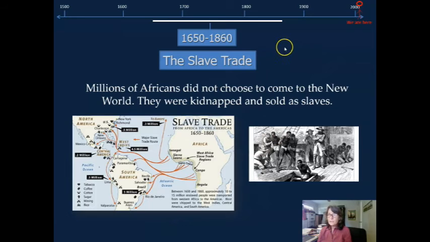So the first were the Africans. For a good 200 years, really it started earlier than that, early 1600s, there was the slave trade. Millions of Africans did not choose to come to the New World. They were kidnapped and sold as slaves. So they were kidnapped in Africa and sold to slave traders. They were put on boats and put in terrible places in the boats, usually down inside where you would normally put cargo. And if they survived the journey to the New World, then they were sold again to become slaves, sold to the people here. And this happened in North America and in South America and also in Europe.